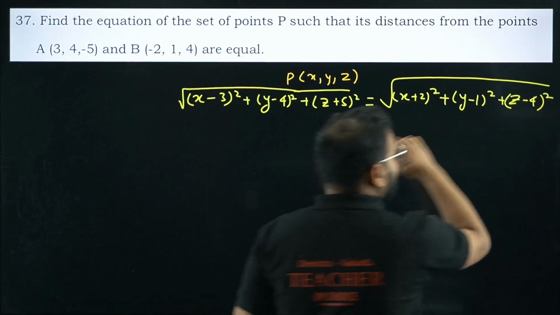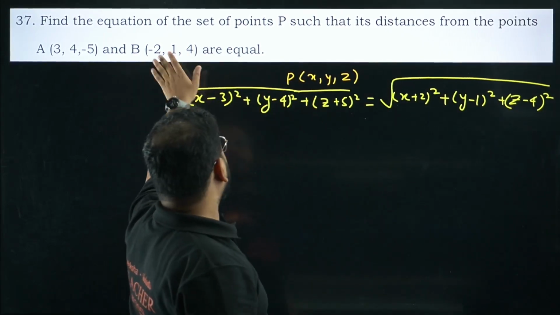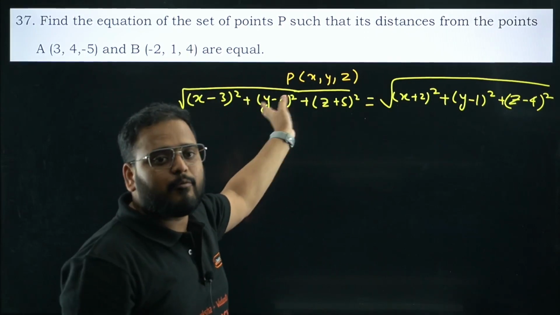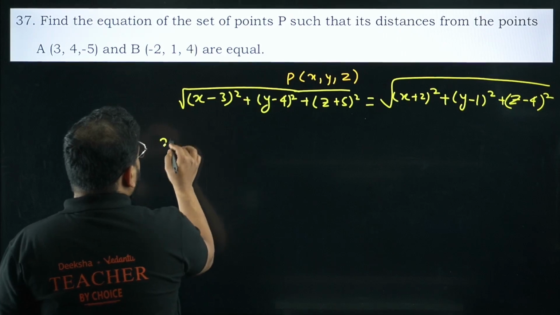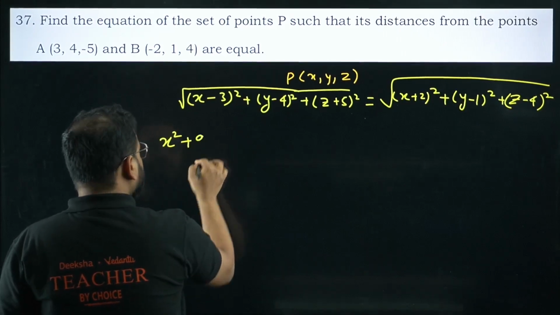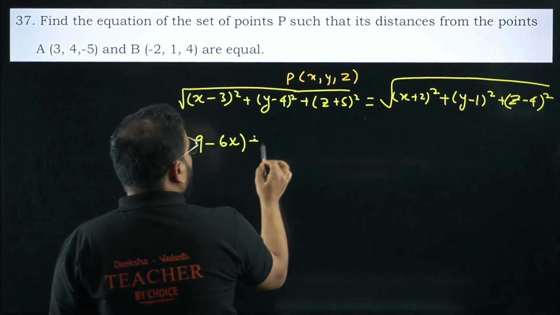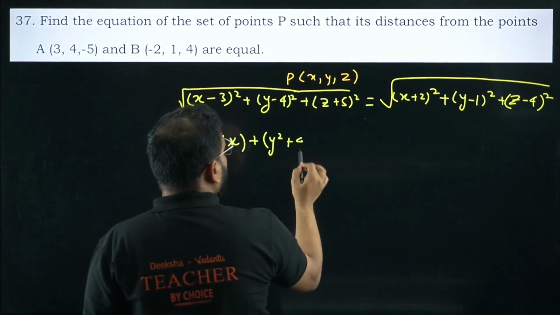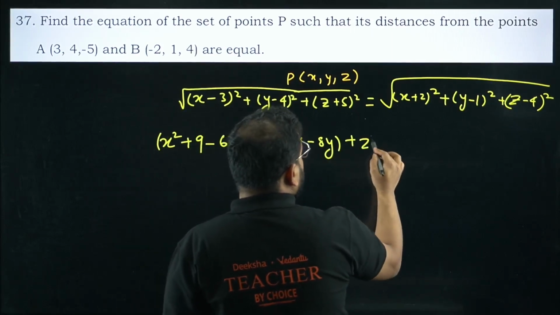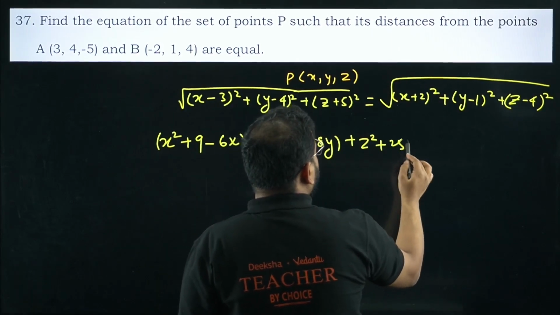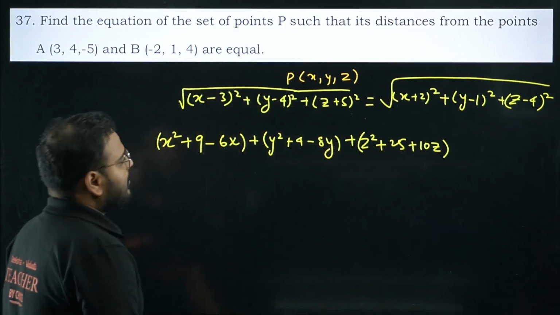Both sides have a square root, so I can eliminate that. This is the distance formula: P to the first point A and P to the second point B, so this is PA and PB. Since both sides are square roots, I can eliminate them. Here it becomes x square plus 9 minus 6x, the first part. Next, y square plus 4 minus 8y, the second part. Next, plus z square plus 25 plus 10z, my third bracket.